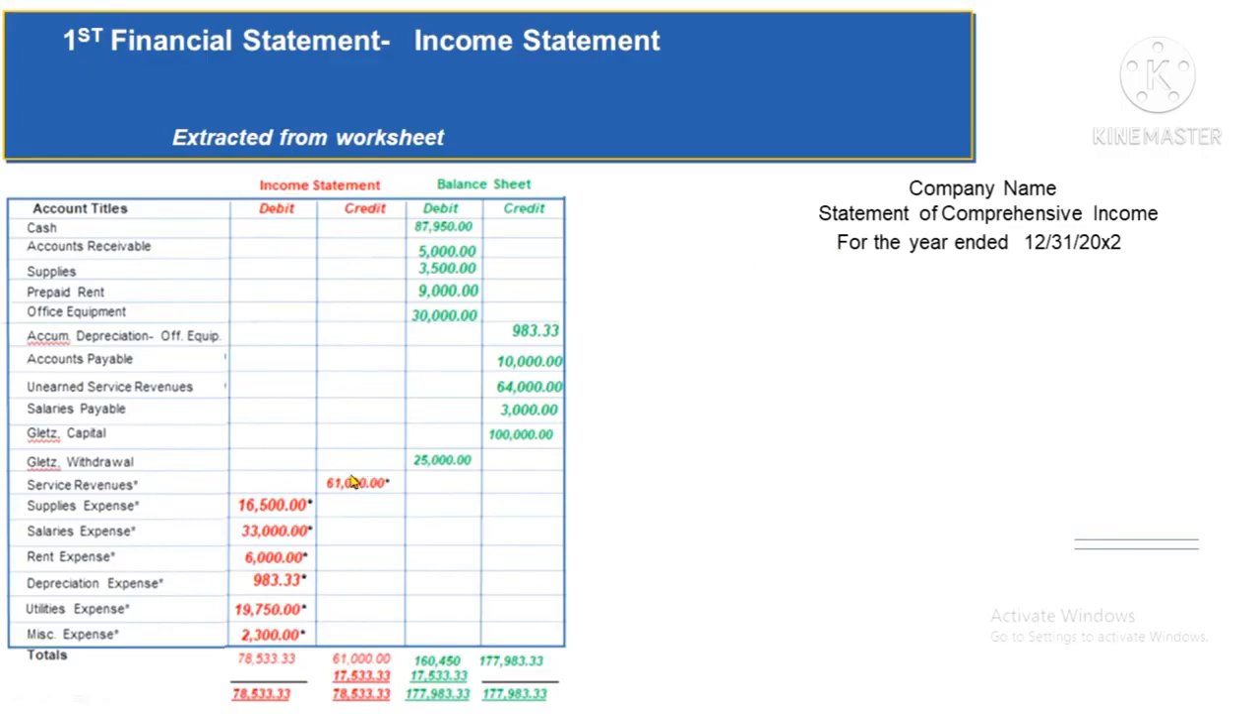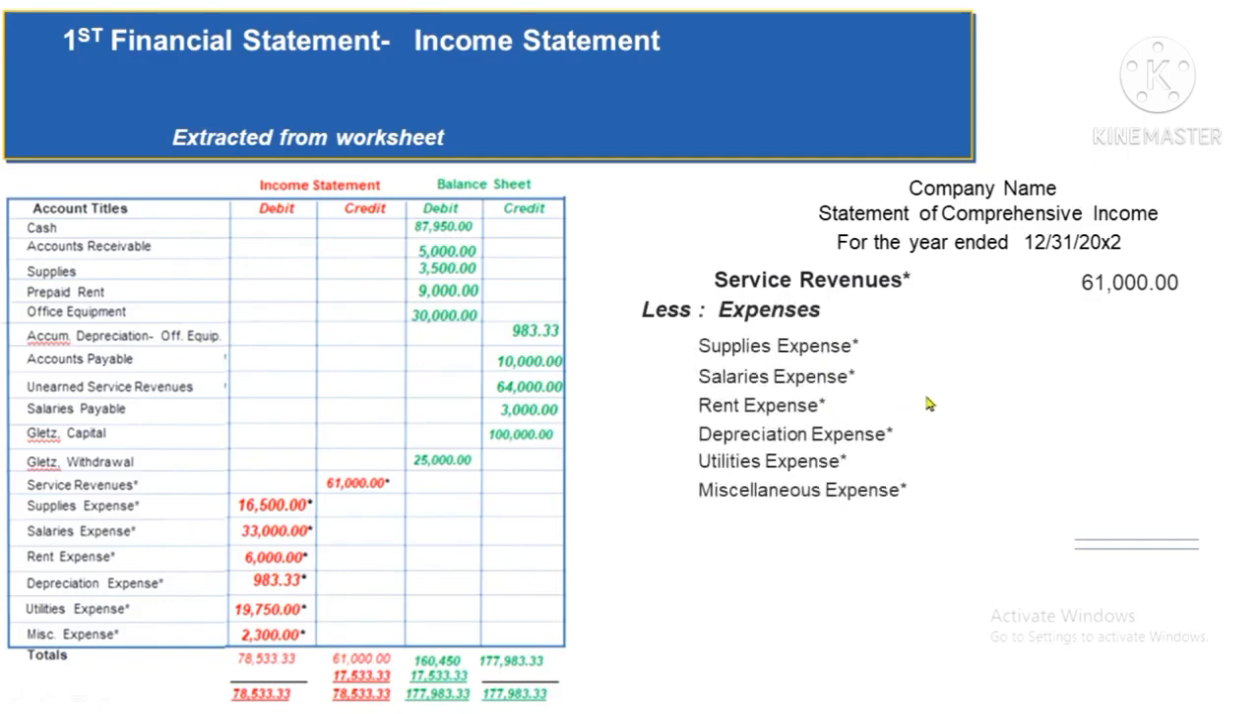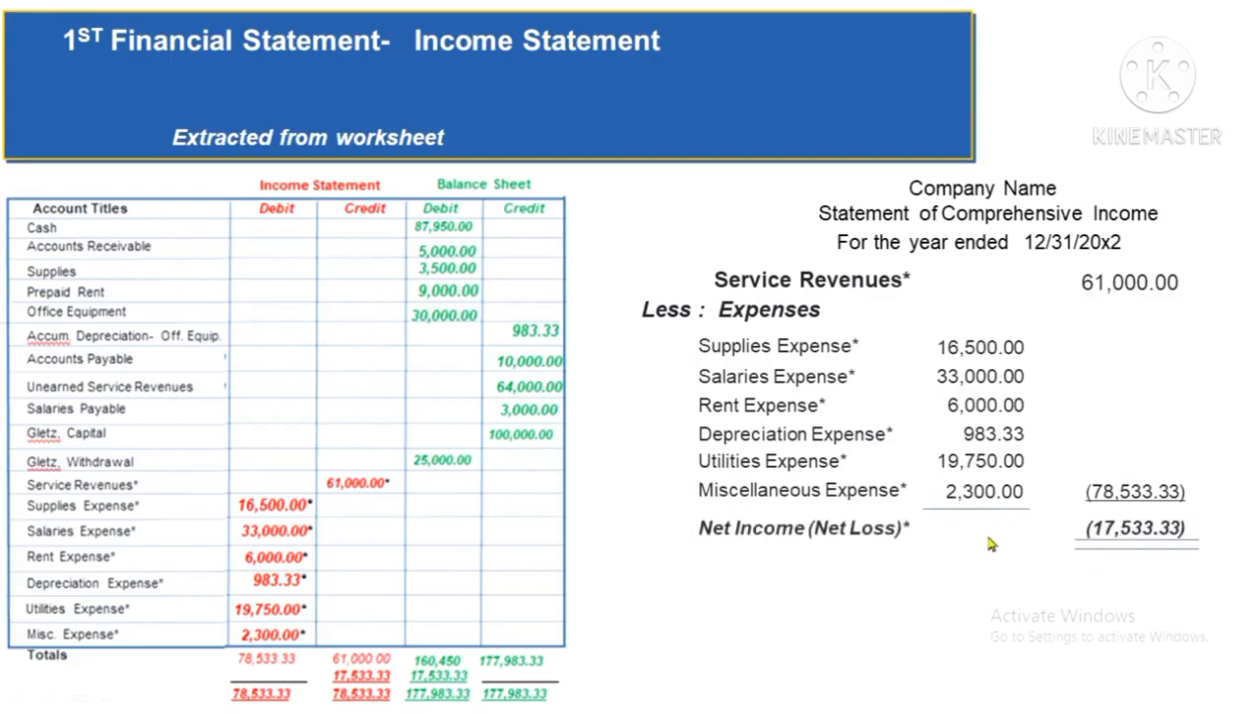Let's start with the service revenues, which has a balance of 61,000. You put it right here, followed by all of these expenses from the supplies expense up to the miscellaneous expense. Let's copy them, but never forget their balances. So we have here their balances, and then you total the expenses and you will get 78,533.33. You deduct the expenses from the revenues, and then you will have a loss of 17,533.33 because again, the expenses are greater. So that's it for the income statement.